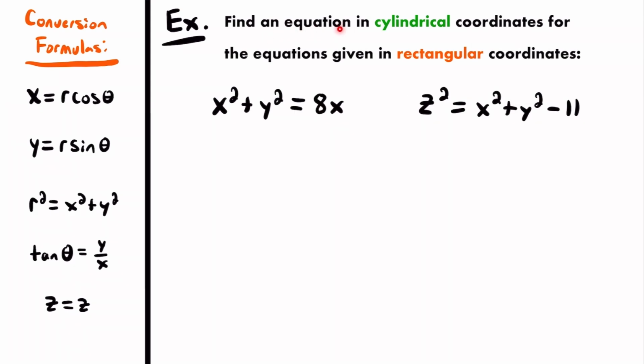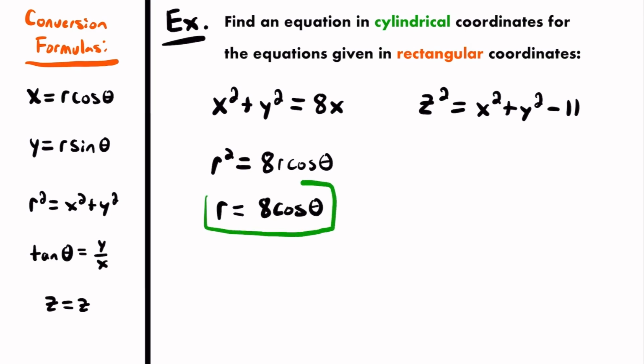Next up, we want to find some more equations in cylindrical coordinates for the equations given in rectangular coordinates. All right, so we're still going from rectangular to cylindrical. We did not switch yet. We have x² plus y² equals 8x, and z² equals x² plus y² minus 11. Let's start with this one. We know that x² plus y² is equal to r², so that's pretty easy to convert to cylindrical. We'll have r² equals 8 times x. Let's just replace x with r times cosine theta. So we'll have 8 times r cosine theta. Now we have a common factor of r on both sides of the equation, so we can cancel those out and just have r equals 8 times cosine theta. And that would be the equation in cylindrical coordinates.